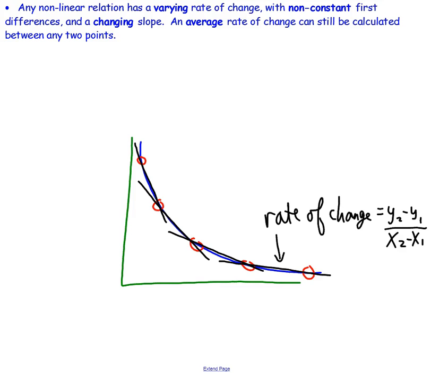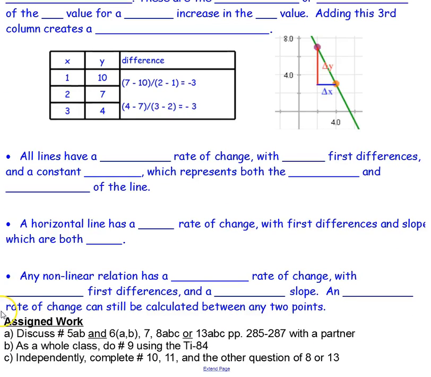Okay, that's all that really needs to be reviewed for this first video lesson. In class, we're going to be working on some group work with 5, 6, 7, 8, or 13. As a whole class, we're going to go through number 9 using the graphing calculator to see how we can use technology to create differences tables and calculate rates of change for us to identify linear and nonlinear relations. And we'll do a little bit of regression with that. And then independently, I'm assigning 10, 11, and the other question of 8 or 13 that was not done in groups. We'll see you tomorrow.